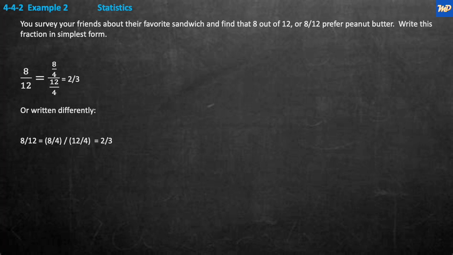We're dividing by the same common number, and we divide the 8 by 4 and we get a 2, and we divide the 12 by 4 and we get a 3. So now we see an equivalent fraction in simplest form. This cannot be made any more simple than it is now. 8/12ths is equal to 2/3. And it shows here written differently: 8/12ths is 8 divided by 4 over 12 divided by 4, or 2/3.